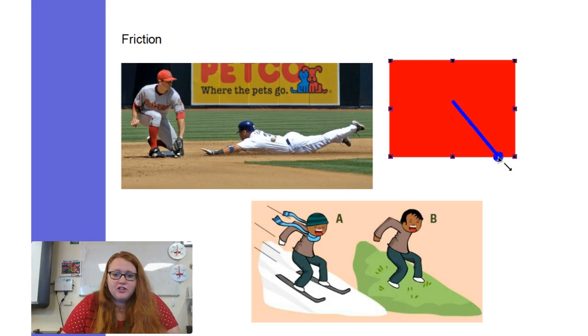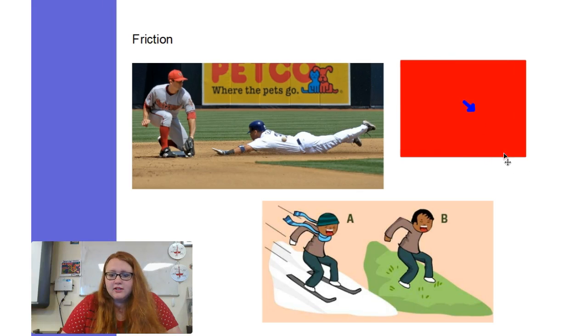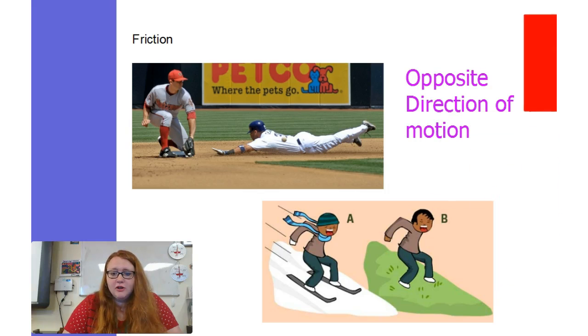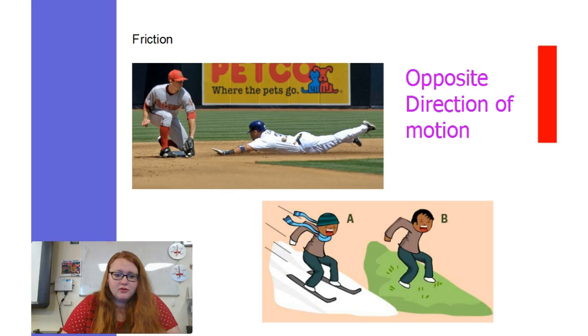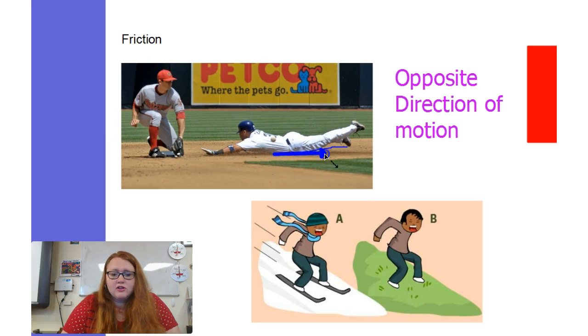One thing about friction is that it always opposes the direction of motion. So if you are moving to the right, friction is going to go to the left if it's present. Friction is that force that always slows objects down. So in this case, let's say our object is this baseball sliding into base. Because the baseball player is moving to the left, or sliding to the left, friction is going to be trying to slow that baseball player down, pointing to the right.